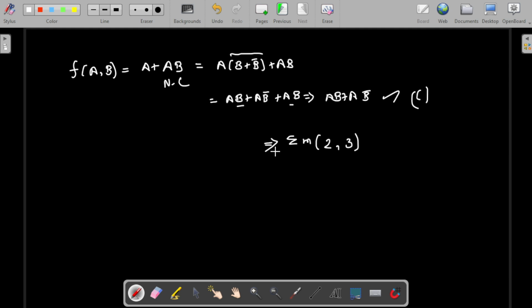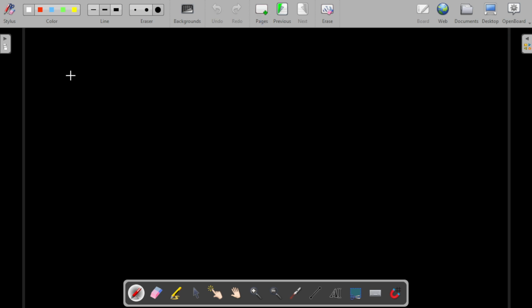I hope you guys have understood some idea over here. In the sequence of lectures we will be understanding more things like that. Let us take another example of how we can convert from non-canonical form to canonical form. It is a function of a, b, c.